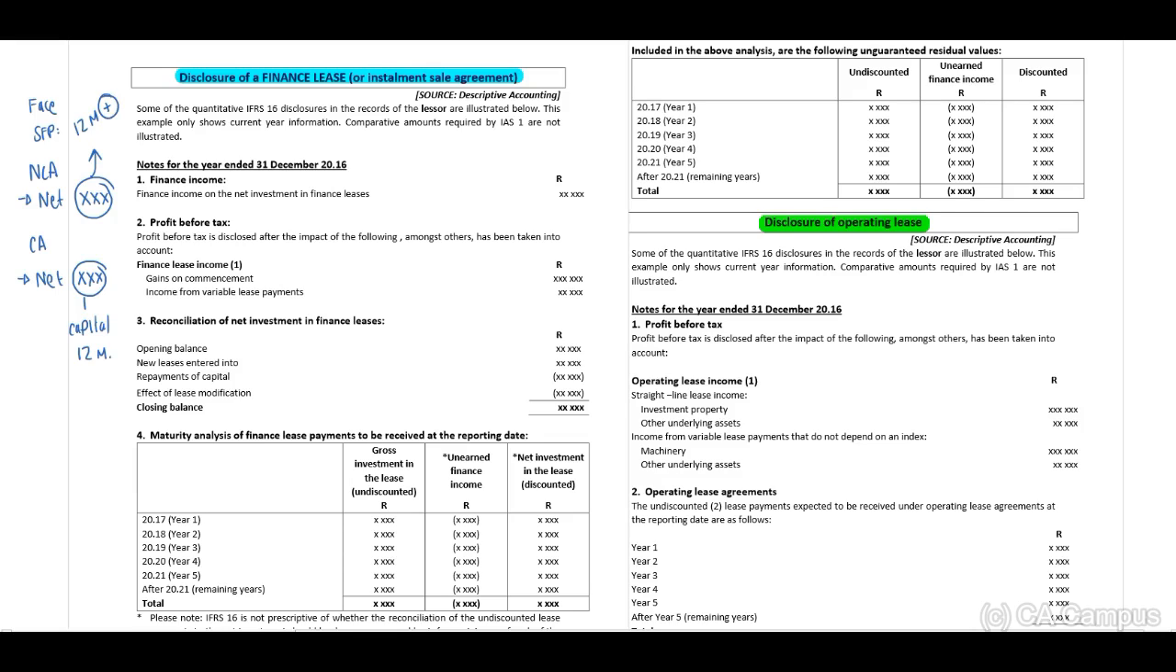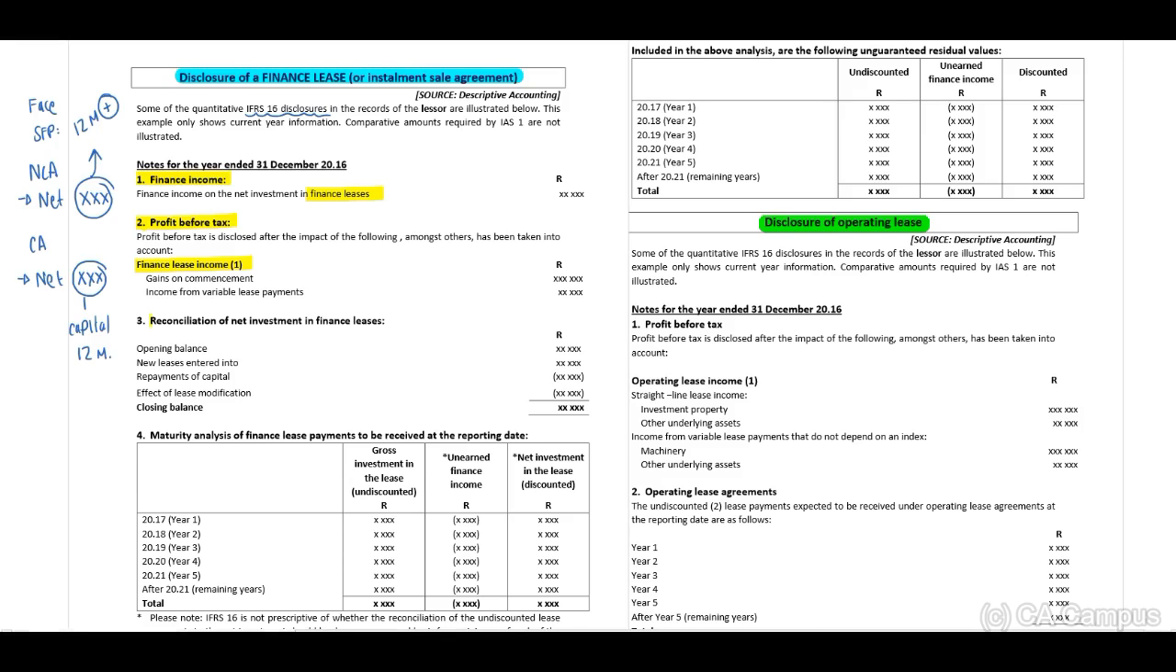Now remember that we are going to work through an example. Now, some of the qualitative IFRS 16 disclosures in the records of the lessor will be illustrated below. Now, in the note, you need to include your finance income from the finance leases, and in the profit before tax note, your finance lease income. Now guys, exactly the same. You will have to include a finance income note as well as a profit before tax note.